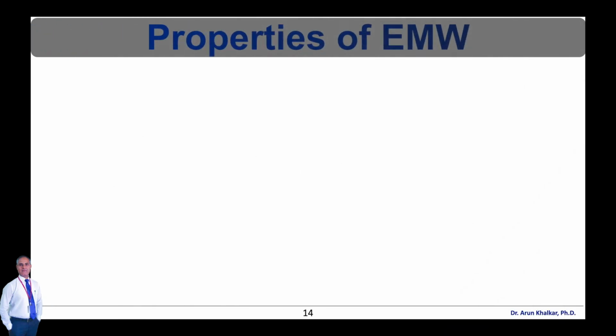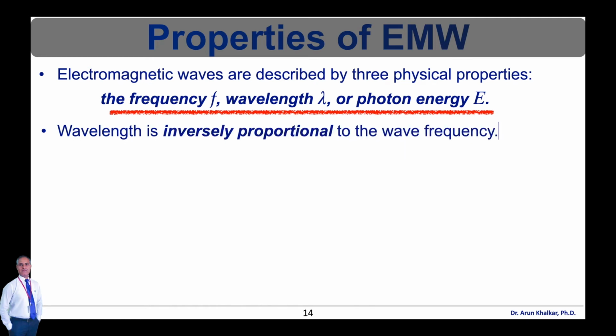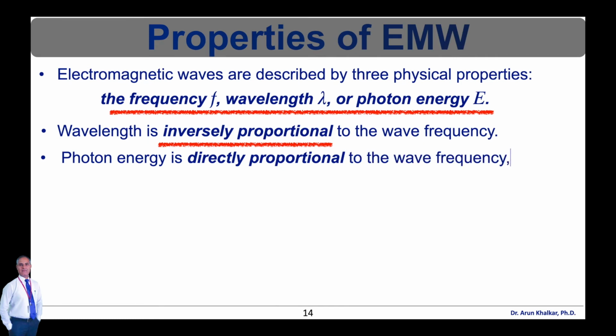Now let's see the properties of electromagnetic waves. Electromagnetic waves are typically described by any of three physical properties: the frequency, wavelength, or photon energy. Wavelength is inversely proportional to the wave frequency. Therefore, the photon energy is directly proportional to the wave frequency. So gamma ray photons have the highest energy, while radio wave photons have very low energy.